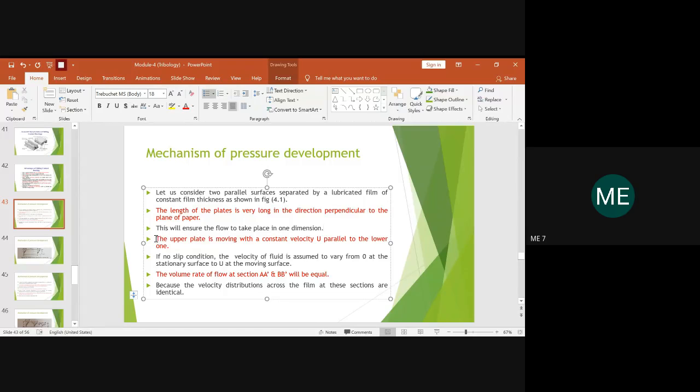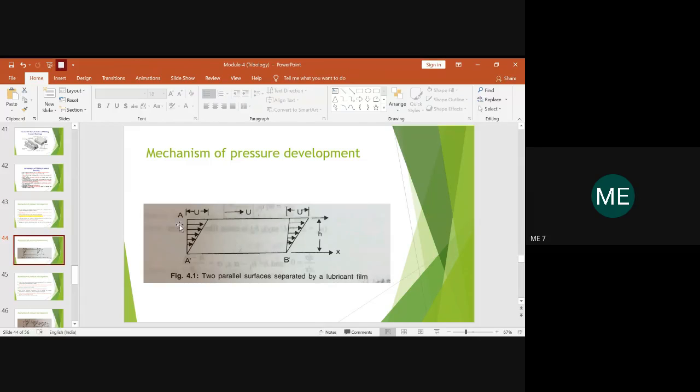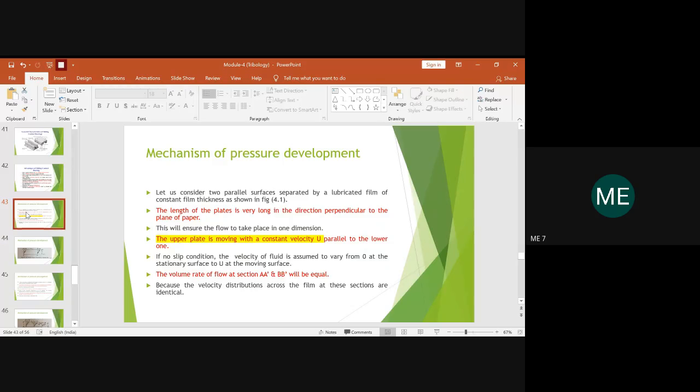So here you say that the upper plate is moving with a constant velocity u. So this is the upper plate, moving with a constant velocity u. At any time, if you check the velocity from here to here, the velocity remains the same. So we are assuming that the upper plate is moving with a constant velocity.